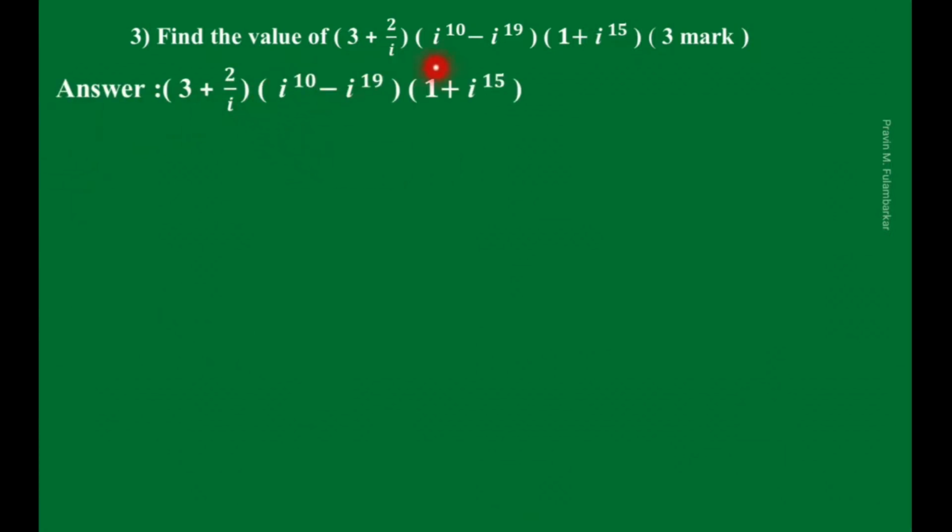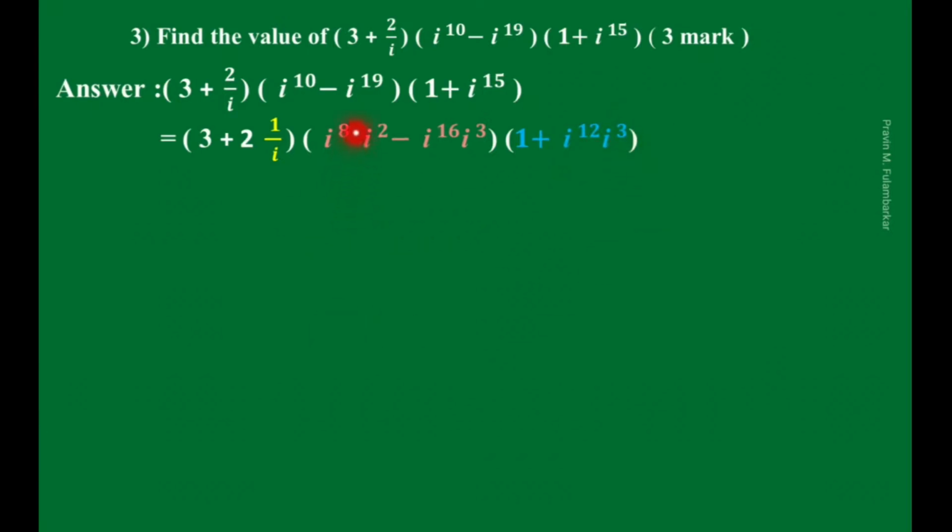So first we write the given terms, then we reduce the power of each term. In the first bracket we write 3 plus 2 by i as 2 into 1 by i. Then i raised to the power 10 as i raised to the power 8 into i raised to the power 2. Then i raised to the power 19 as i raised to the power 16 into i raised to the power 3. When we add the powers and the base is the same, we get 16 plus 3 as 19, here 8 plus 2 as 10, and this power i raised to the power 15 we split up into i raised to the power 12 into i raised to the power 3.